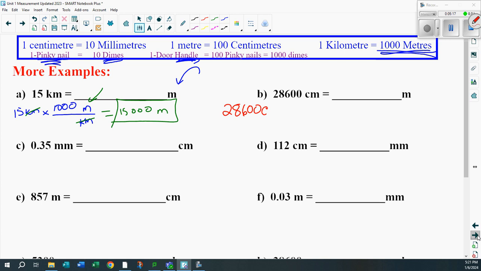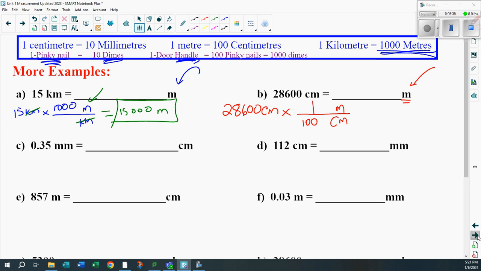28,600 centimeters. Woo! Okay, I want to get rid of centimeters. So where would it go? Of course, on the bottom. I want to convert it into meters. Now, remember centimeters? Centimeters are pinkies. Okay, how many pinkies make a door handle? Right? So you're looking at 100 pinkies make the one door handle.